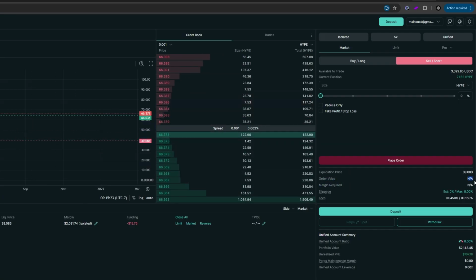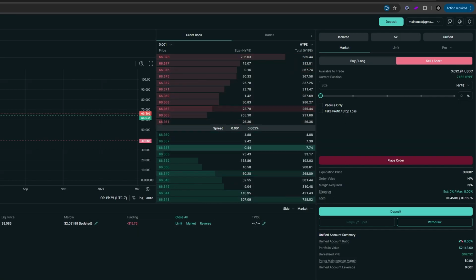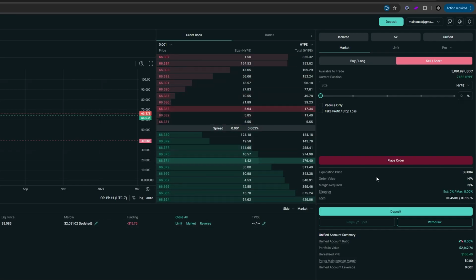Order value is just how much actual margin is in it. Oh wait, no, that's how much the position is actually worth versus how much margin. Since I put 5x leverage, this isn't correct because I split it between multiple trades. But if you put $100 on 2x leverage, your order value will be 200. The margin required to hit that order will be 100.